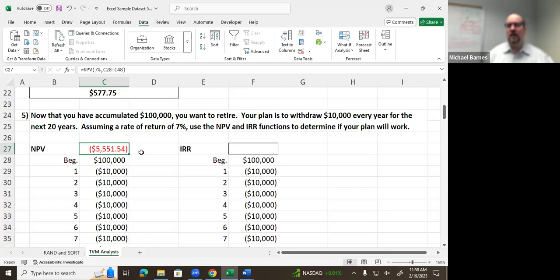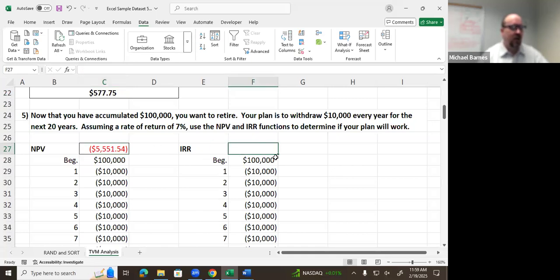Will our plan work or not? It will not. It's telling us that we're short what we need if we wanted to withdraw $10,000 at the end of every year for the next 20 years. All right. So what does that mean? It means our rate of return would need to be higher if we wanted this plan to work. Either we need more money, which again, more money is always better, or we need a higher rate of return. So what rate of return would we need in order for this plan to work?